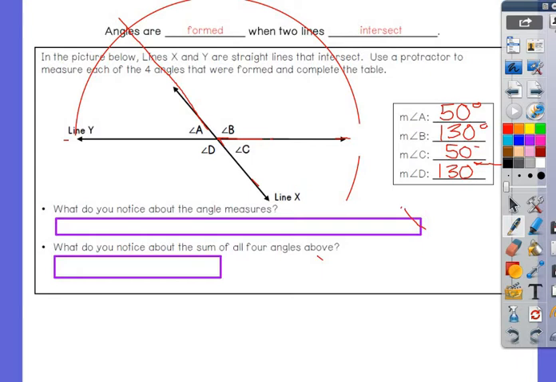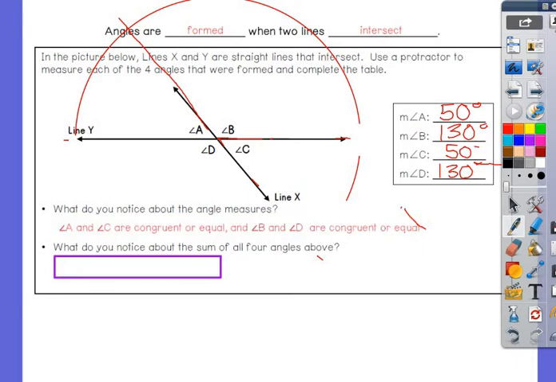What you got? Supplementary angles, you see it? I see supplementary angles. What I really wanted you to see is that A and C are congruent. Congruent might be a new word for you. Congruent means equal. And B and D are equal.